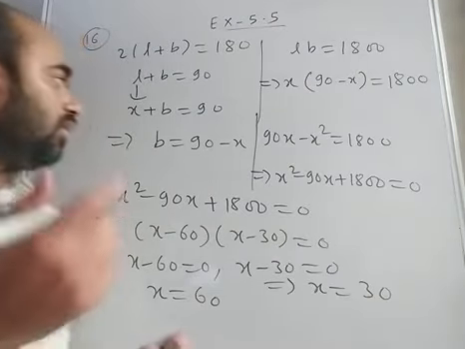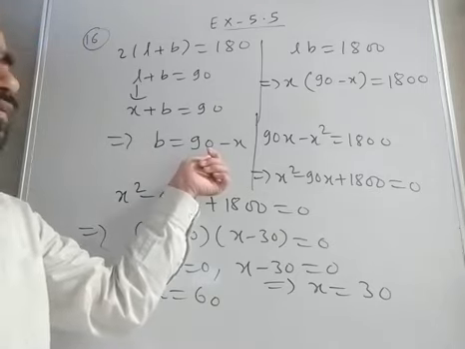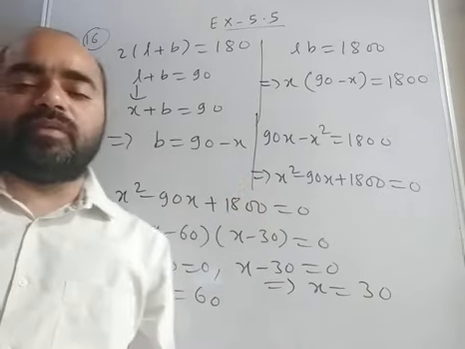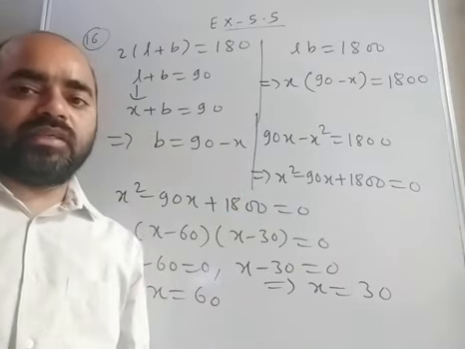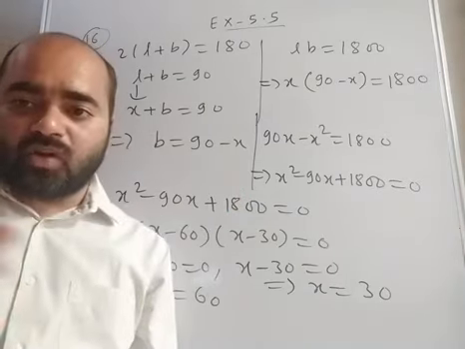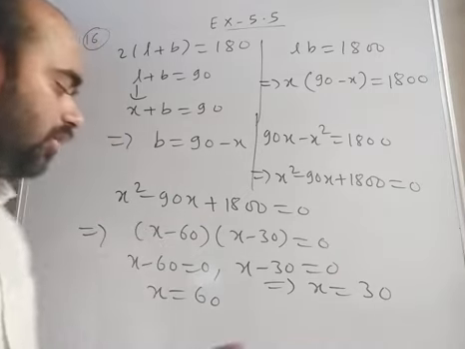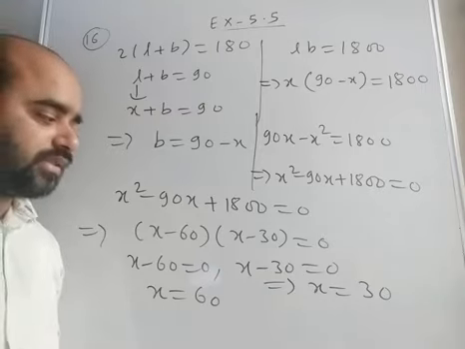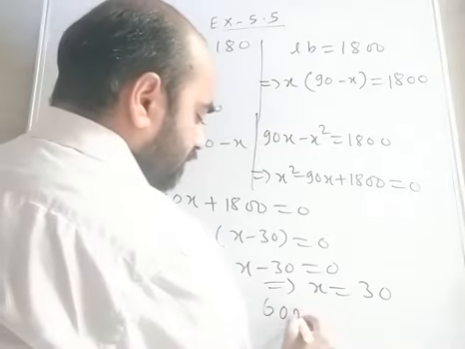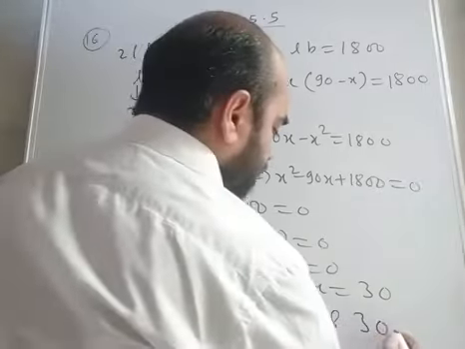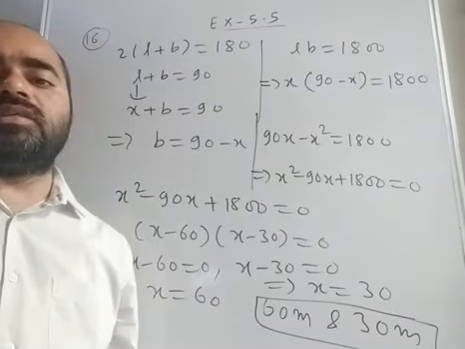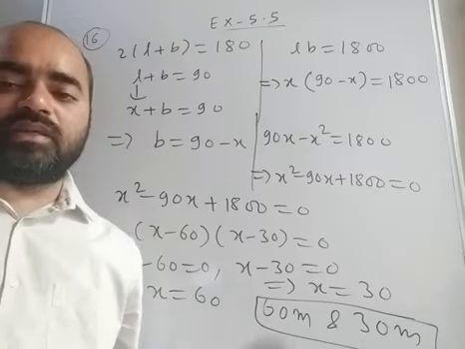Correct? Now if x will be 60, breadth will be 30. If x will be 30, breadth will be 60. But always the length is longer. It means length and breadth will be 60 and 30. What is the answer? 60 meter and 30 meter. That is length and breadth is the answer. 60 meter and 30 meter. Correct?